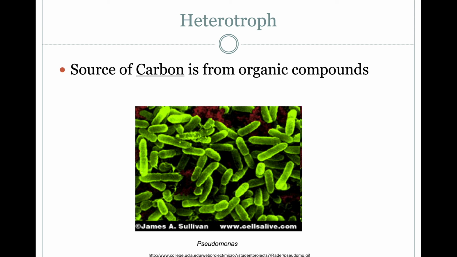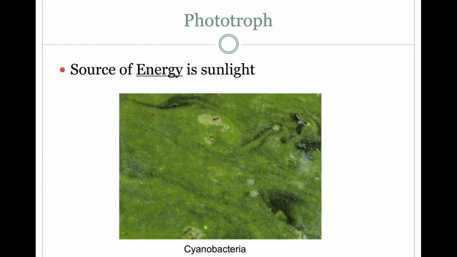The next here is a heterotroph, and this is where pretty much every other organism falls into this category, including us. Heterotrophs don't undergo photosynthesis, and therefore they have to get their carbon from organic compounds that they acquire from their environment. So their nutrient source must be some organic compounds to get the carbon. It's a picture of Pseudomonas, which is a really common heterotrophic bacteria.